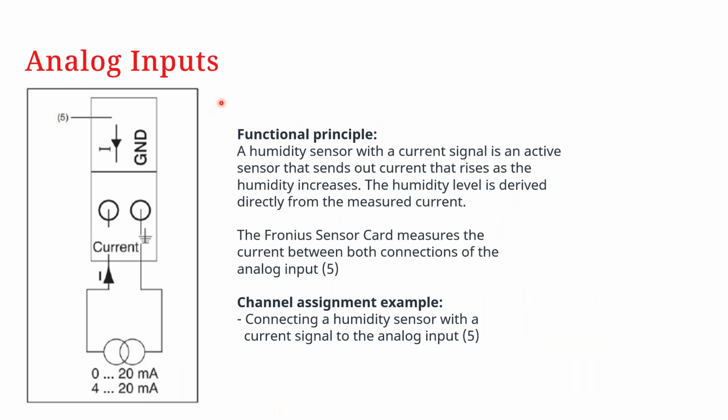An example for the analog input. So here we are looking at, for instance, a humidity sensor and how this can be integrated into the Fronius sensor box or card. A humidity sensor with a current signal is an active sensor that sends out current that rises as the humidity increases. And therefore, the level of humidity will be derived directly from the measured current. So the Fronius sensor card measures the current between the two terminals and therefore gives an interpretation of what the humidity level is. That is when you have a humidity sensor integrated.